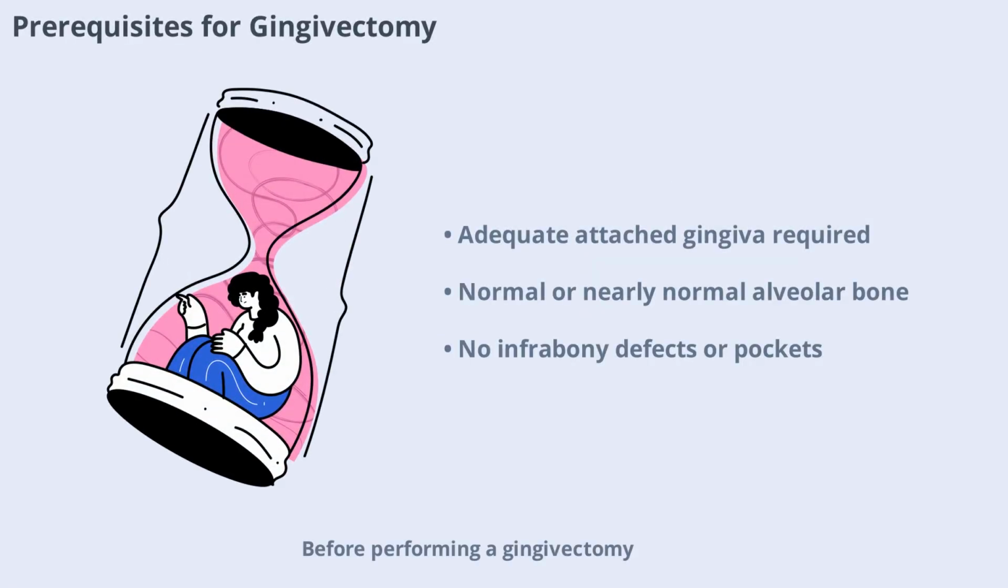Before performing a gingivectomy, certain prerequisites must be met to ensure the safety and effectiveness of the procedure. First, there should be an adequate zone of attached gingiva, so that excision will still leave a functionally sufficient area. The underlying alveolar bone must be in normal or nearly normal form, and any bone loss should be horizontal in nature. It's also essential that there are no infrabony defects or pockets present. Meeting these prerequisites helps minimize complications and promotes optimal healing after surgery.